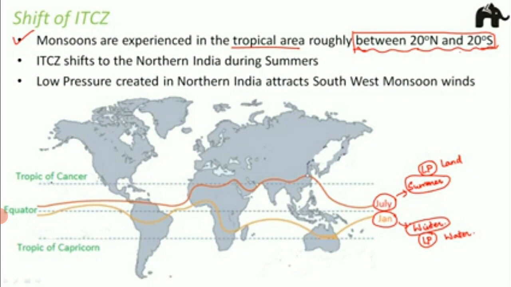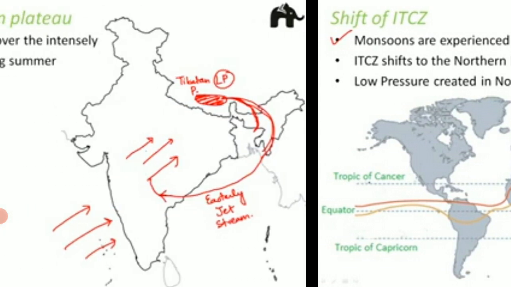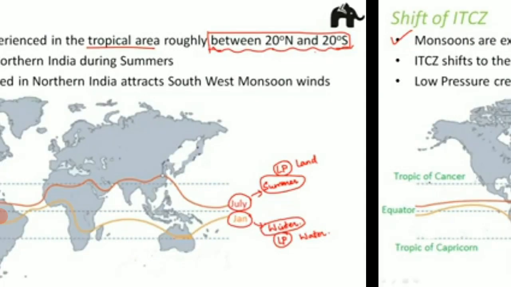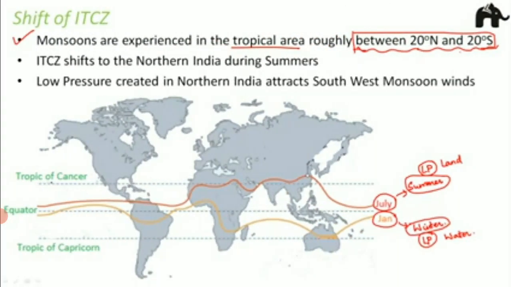And then after that, what happens? In the winters, you can see the ITCZ shifts towards the south because the low pressure area is there. Fine, children.